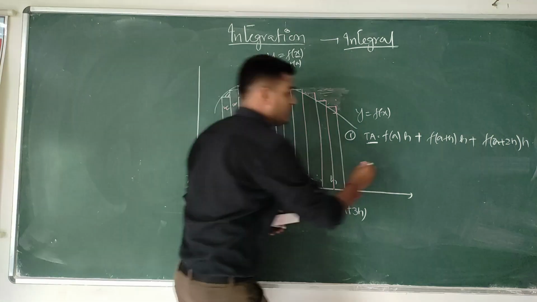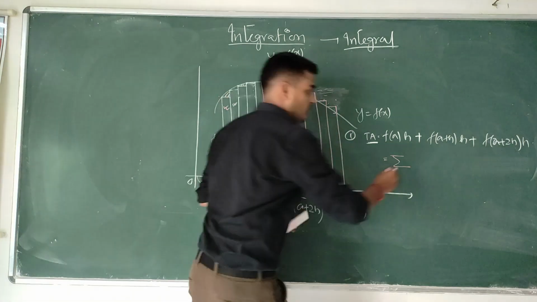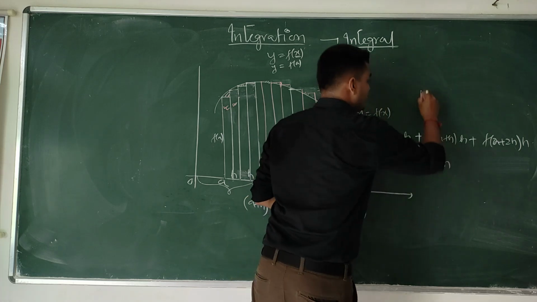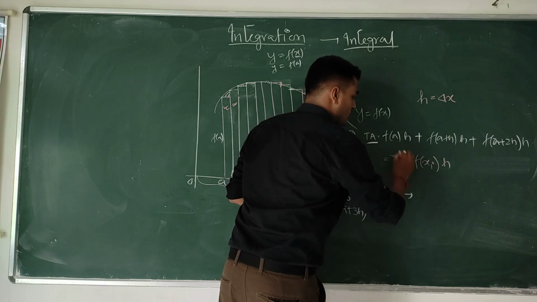So this thing we can write like this: this is nothing but the summation of f of xi into h, where h is equal to del x, and i varies from 1 to n.